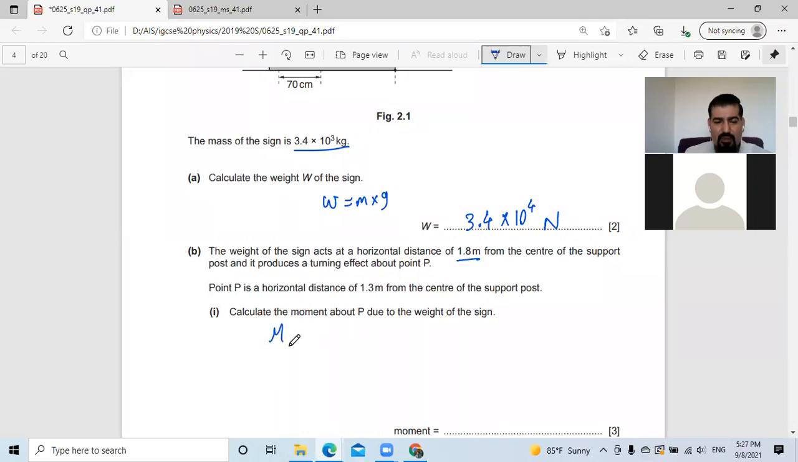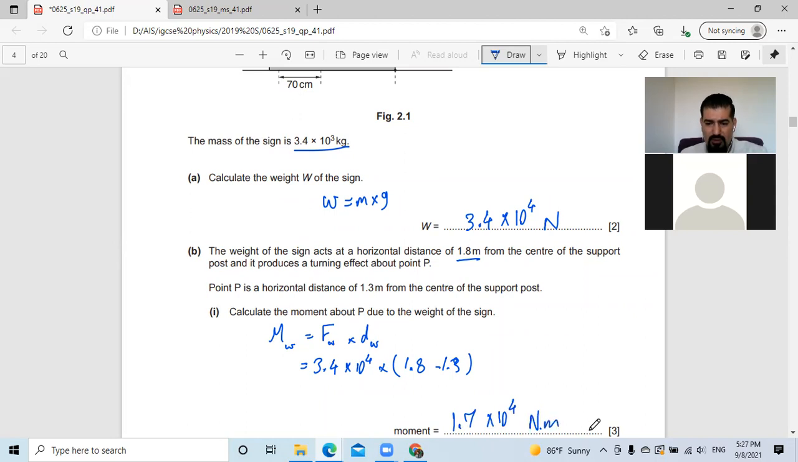So the moment caused by the weight is equal to the force, which is the weight, multiplied by the distance of the weight to the pivot. So the force of the weight, which is 3.4 multiplied by 10 to the power of 4, multiplied by how far it is, which is 1.8 minus 1.3, 0.5. And by using the calculator, it will be 1.7 times 10 to the power of 4 newton meters. Okay, next.